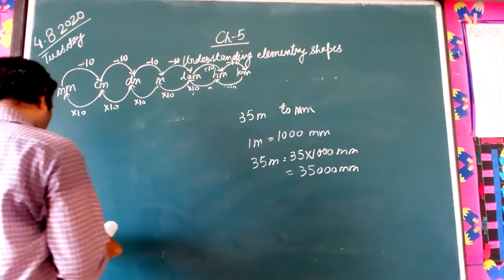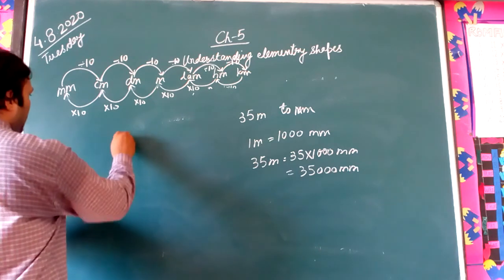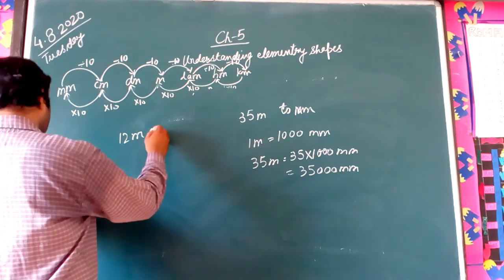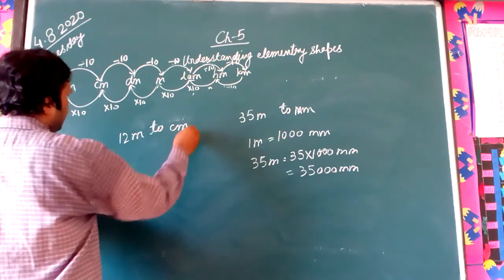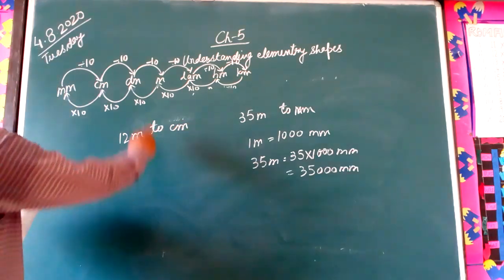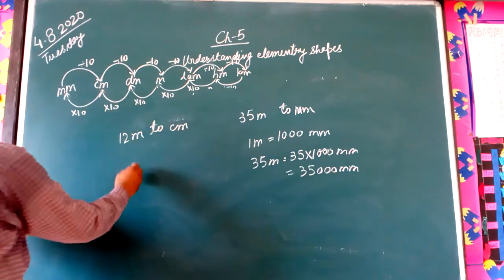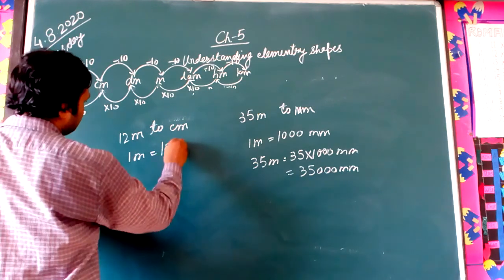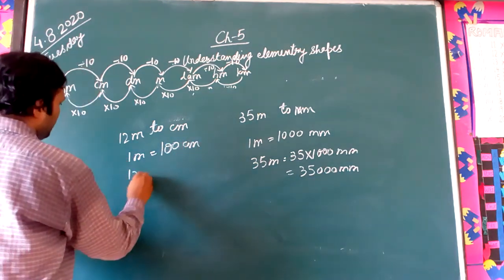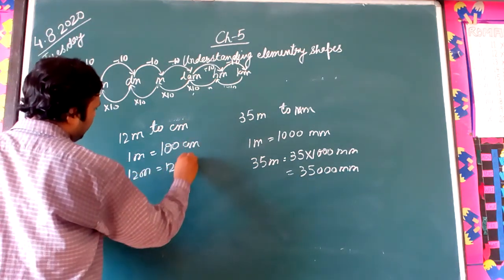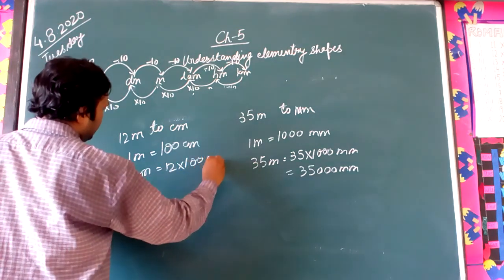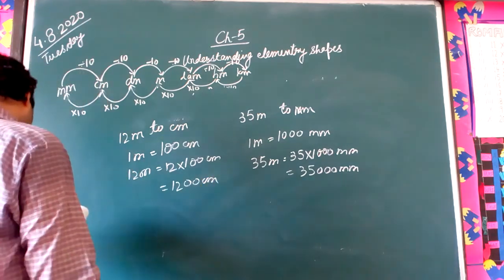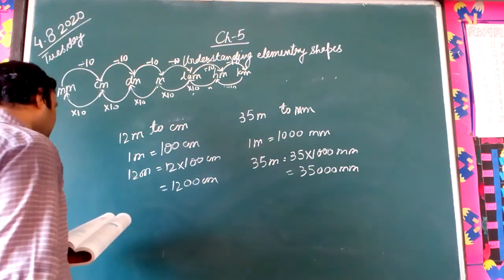Now next you have to convert 12 meter to centimeter. We have to convert meter to centimeter. As we all know, 1 meter equals 10 multiplied by 10, which is 100 centimeter. 12 meter equals 12 multiplied by 100 centimeter. So it gives you 1200 centimeter. In this way you can easily do the conversion.